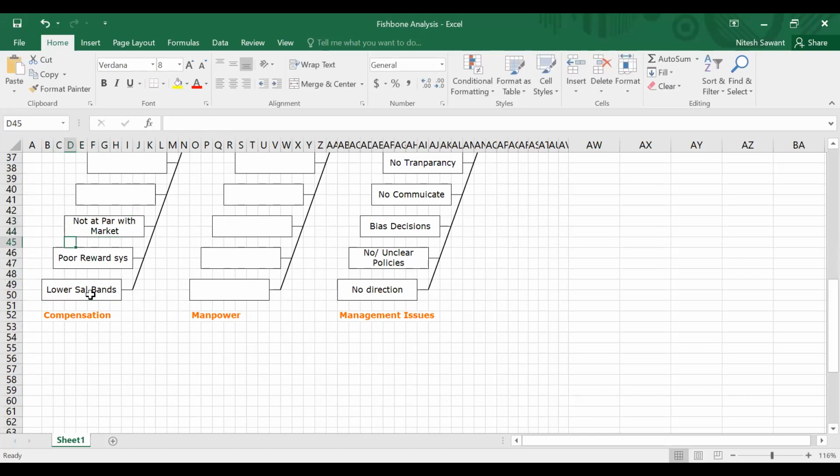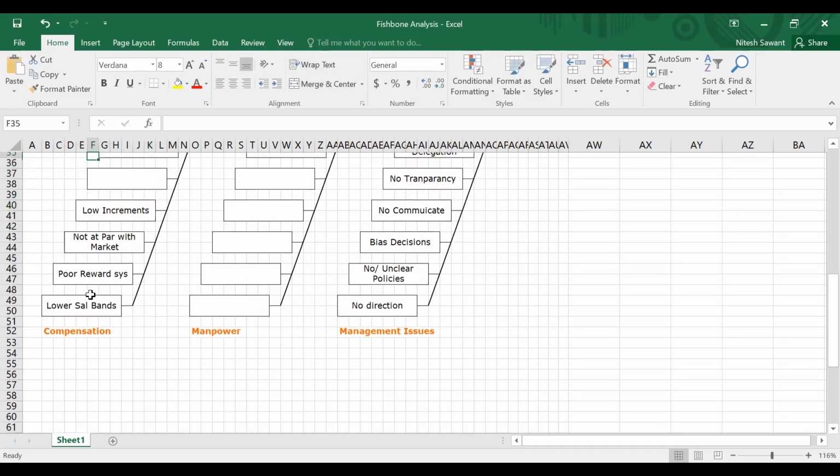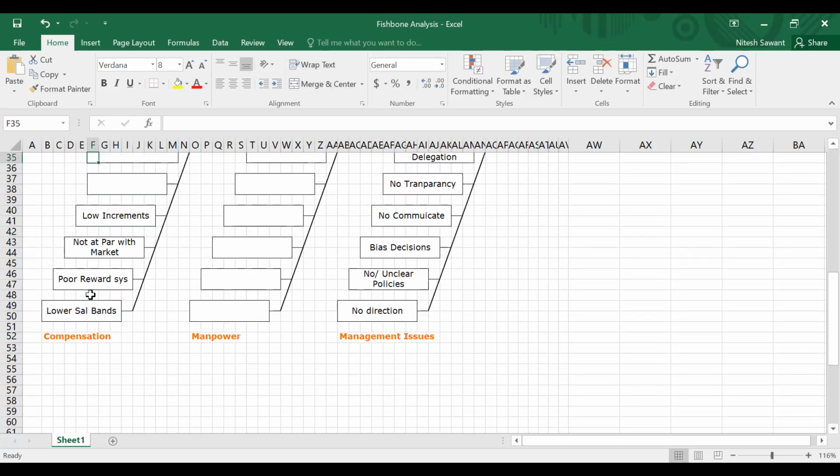What else? Low increments. The last 2 years have been very difficult for many people, with the plea that COVID is going on. Under the name of COVID, a lot has been done.